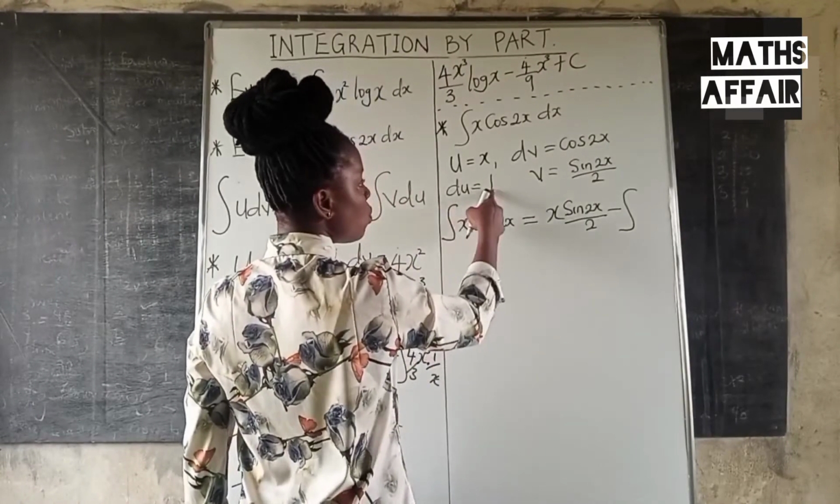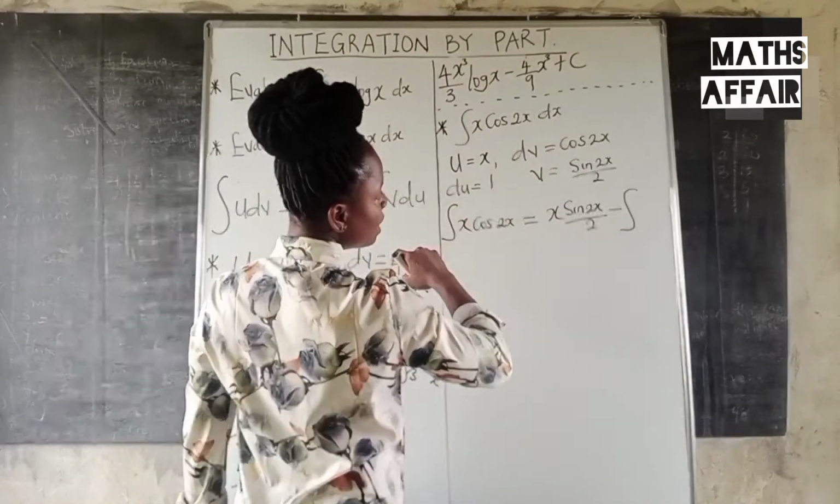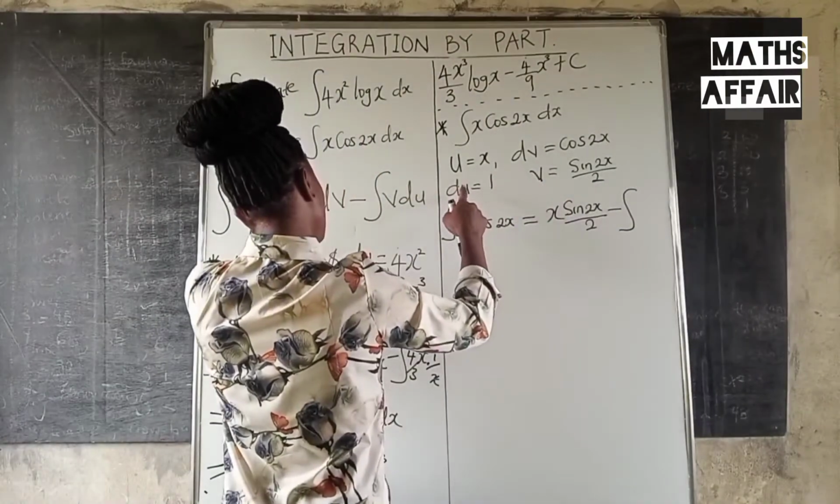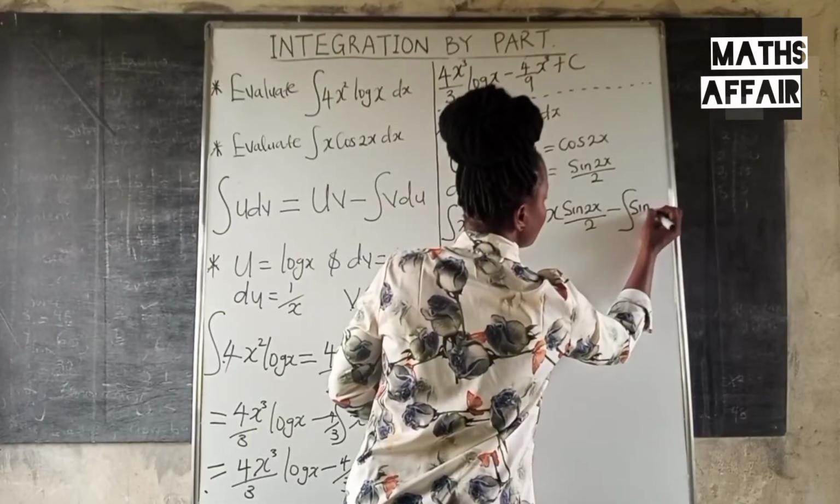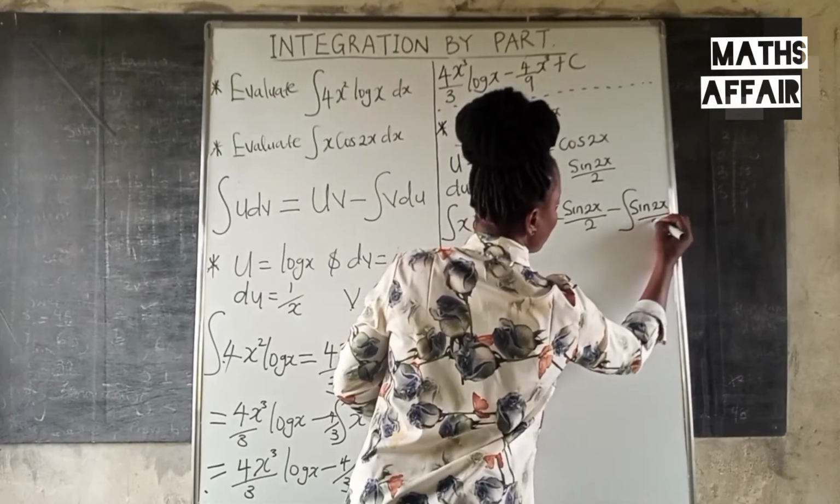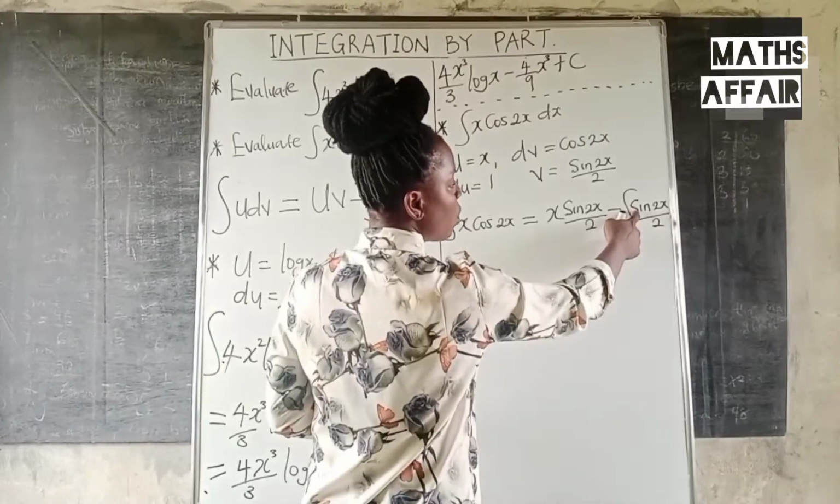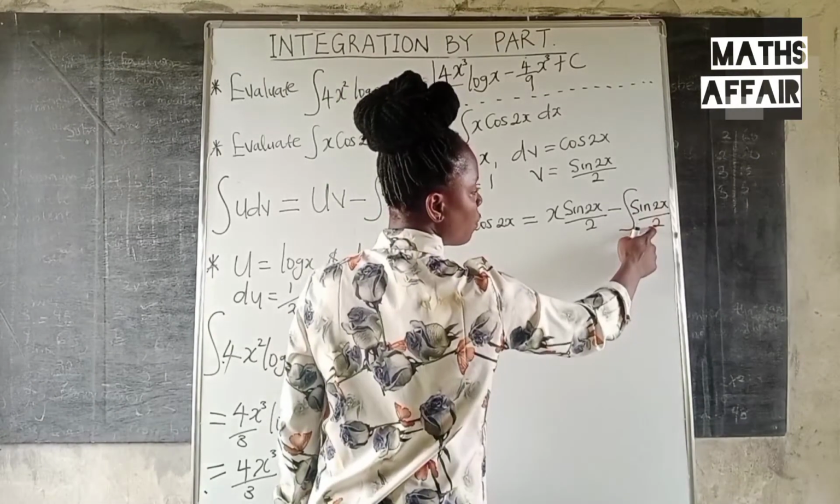V du. What is my v? This. What is my du? 1. So 1 times this is the same thing. This is my v. This is my du. So this times this will give me this. So I'm integrating this all over 2. Now, if you want to integrate this, you have what? Minus cos 2x all over 2.